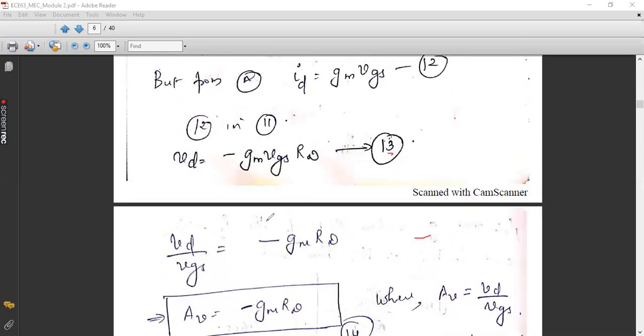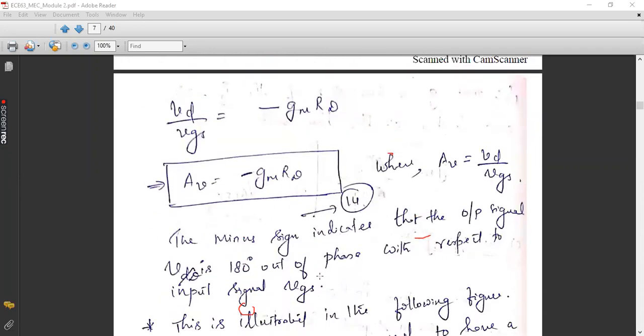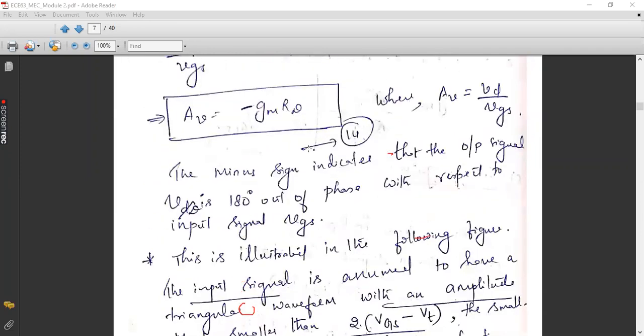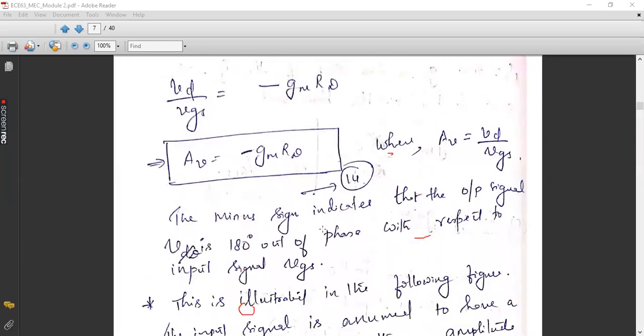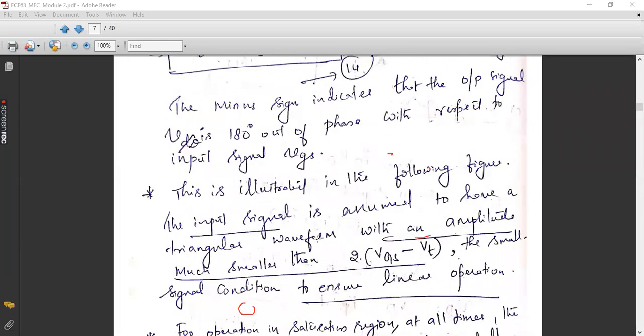So the negative sign here indicates that this amplifier is an inverting amplifier, which will always introduce a negative gain to the input signal. Okay. That means output has a 180-degree phase shift with respect to input. So now you can take this down, and later we'll have some conclusions with respect to this working.